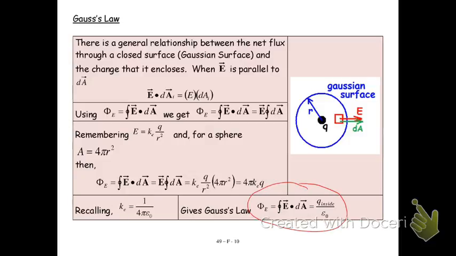This is amazing. This means that we can find the electric field if we know the charge and we surround it by a well-behaved Gaussian surface. And that's the skill we're going to develop next time, okay?